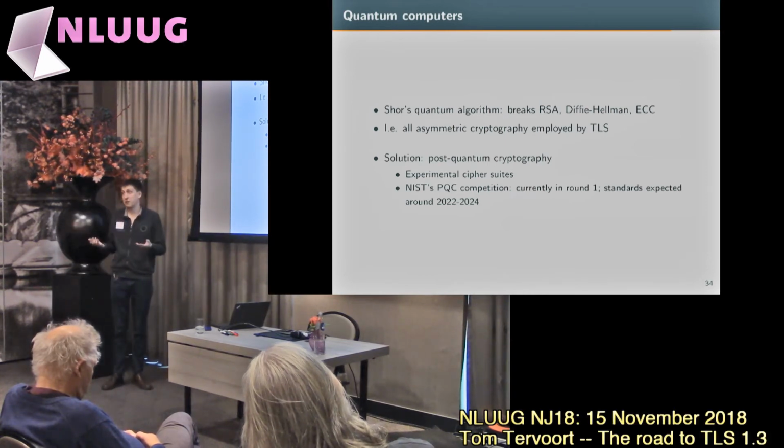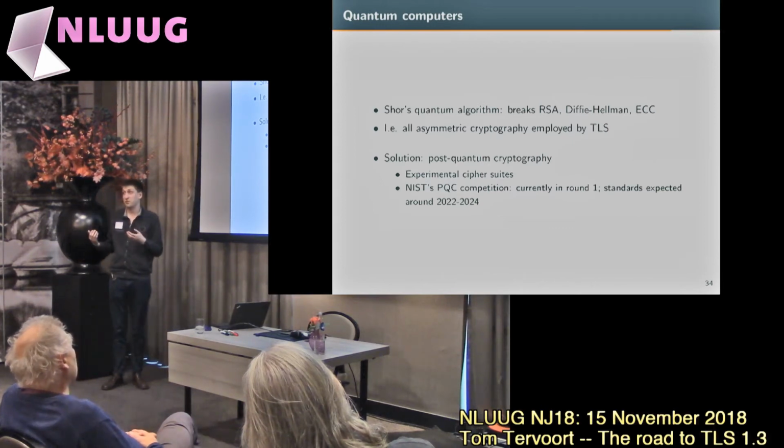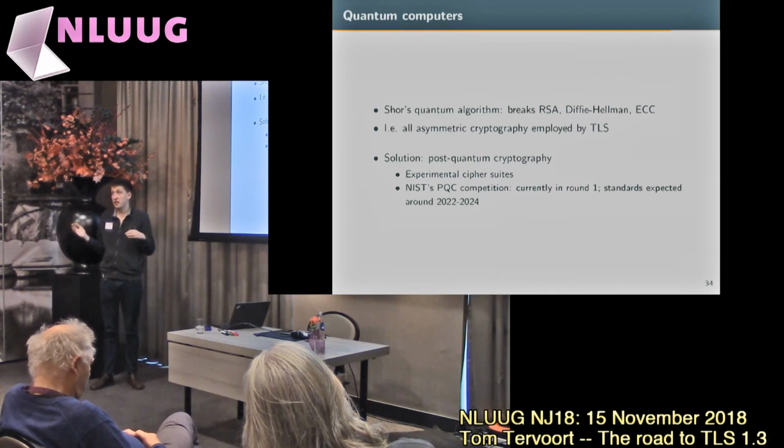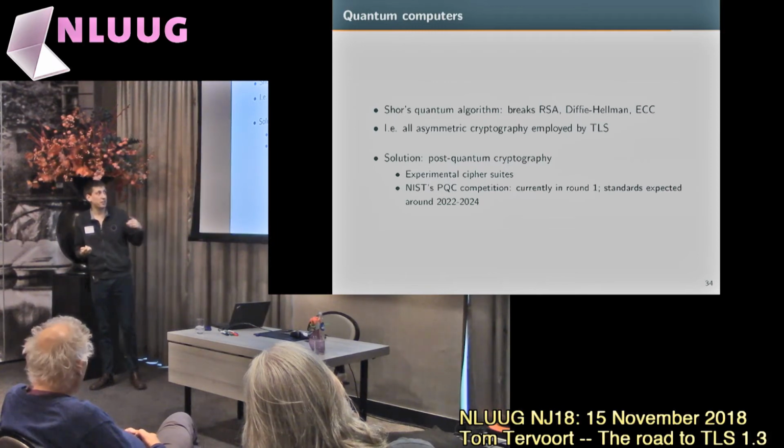So what currently a lot of cryptographers are working on very hard is to come up with new types of ciphers that are resistant to quantum computers. There actually are quite a lot of them. There are also some experimental implementations within TLS. The problem is this is still going to take a bit of a while. A post-quantum cryptography competition is going on right now, and it's expected that the first results will arrive around 2022 or 2024.